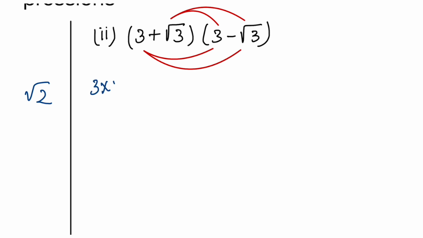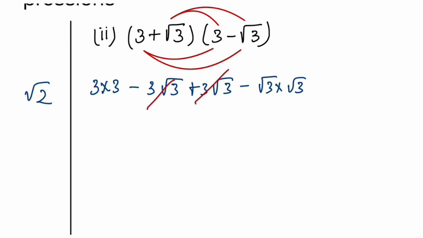So that is going to give you 3 times 3 plus, sorry, it's going to be minus here, right? Because we have minus root 3. So minus 3 times root 3 plus 3 times root 3 minus root 3 times root 3. Okay, now this plus 3 root 3 and minus 3 root 3 are going to get cancelled, right? So this 3 times 3 gives you 9, and it is going to be subtracted by root 3 times root 3, that is 3. So the answer that you have is 6. Okay, this is one way that you could solve this problem.